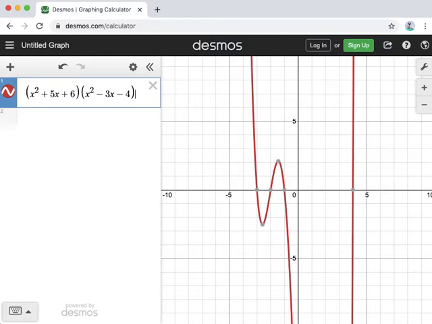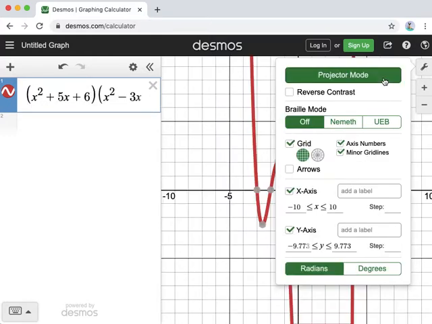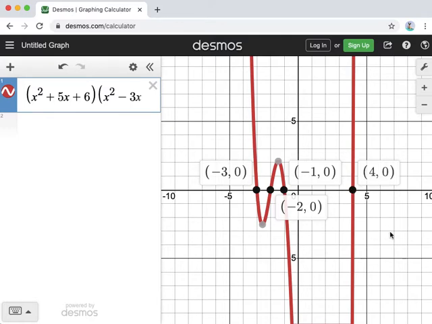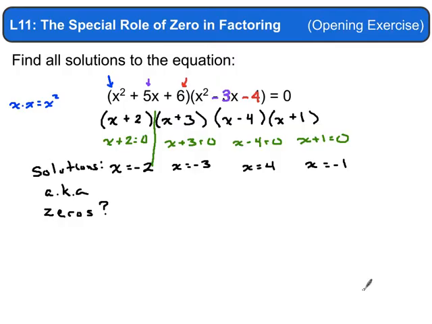Now if we look at our graph, let's see if we can do this. Makes it easier to see. Our zeros are here: -3, -2, -1, and 4. These were the solutions that we got when we factored our problem out and solved them. All right, so let's look at another one.